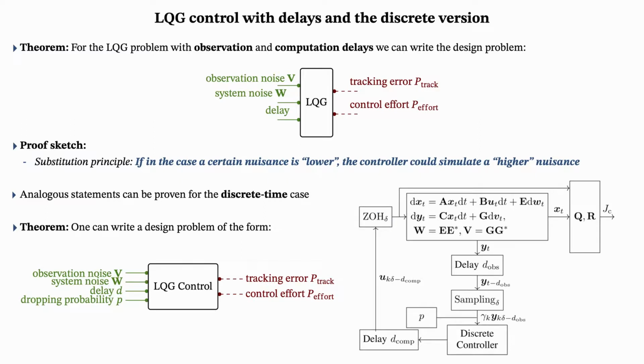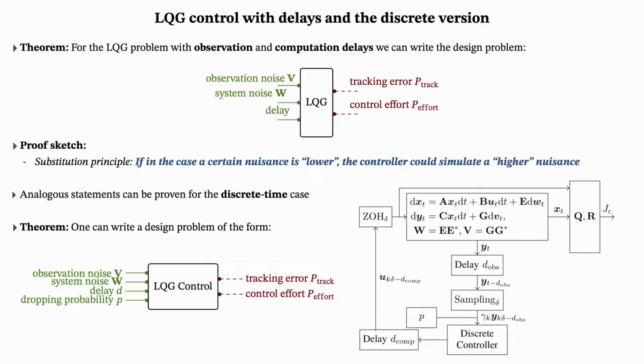Now, these results can be generalized to the discrete time case, in which we consider a sampling process, a discrete LQG controller, and a zero-order hold integration. In such systems, we possibly lose observations, and we model this via the so-called dropping probability.